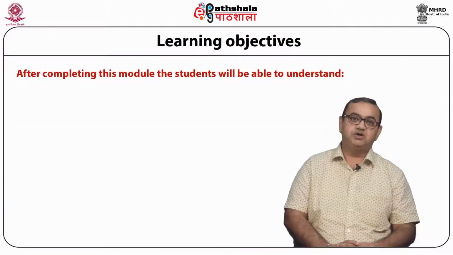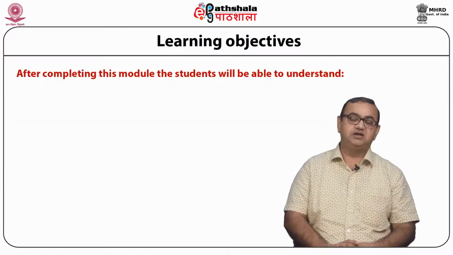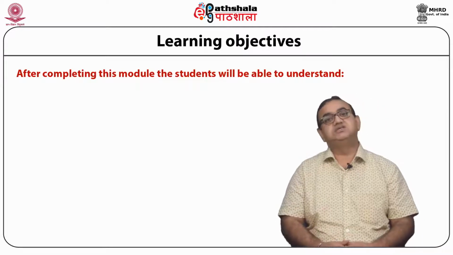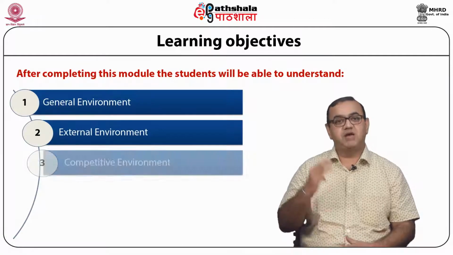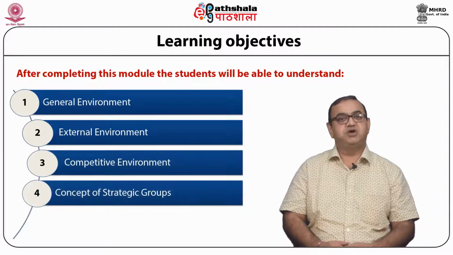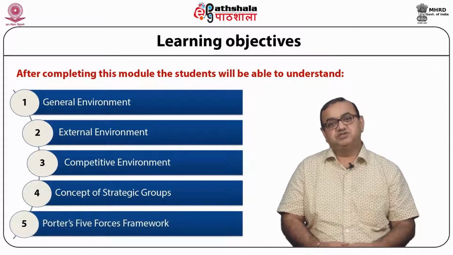Today, we are going to discuss the module Competitive and Industry Analysis under the paper Strategic Management. After completing this module, you will be able to understand: number one, the general environment, the external environment, the competitive environment, the concept of strategic group, and Michael Porter's Five Forces framework.